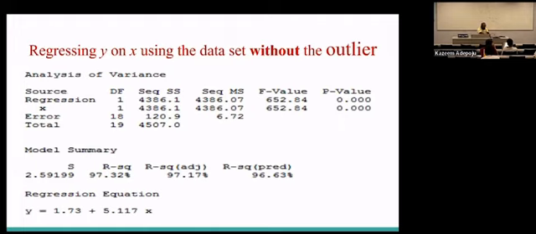Now, when we look at it, what is the beta naught? 1.73. What is the beta one? 5.117. What was the R squared?